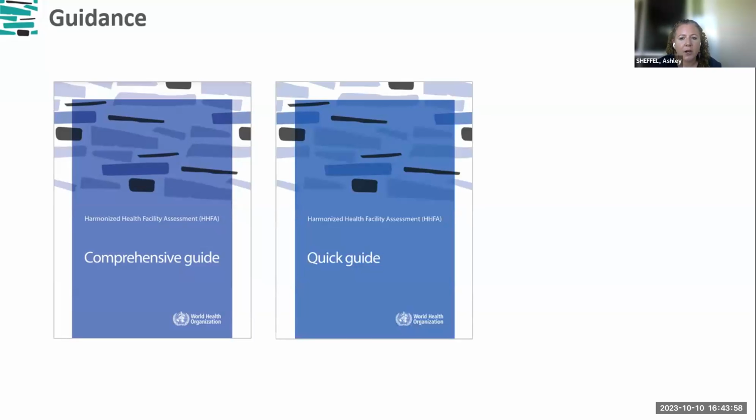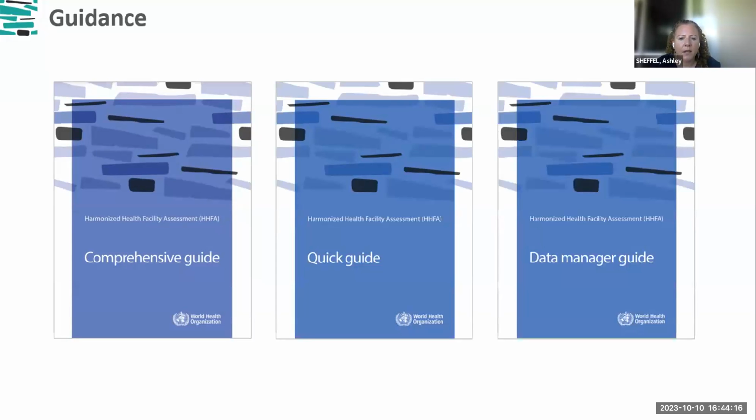Next, we have the HHFA Quick Guide, and this is really a summarized version of the Comprehensive Guide, and it provides a more rapid overview of the key technical planning and implementation issues, and really helps readers to understand the main advantages, limitations, and requirements of the HHFA. And then finally, we have the Data Manager Guide, and this really explains how to configure and adapt our electronic data collection tool using CSPro based on changes for the country context, and then it provides substantial guidance for survey data management and the data cleaning processes required for the HHFA survey.